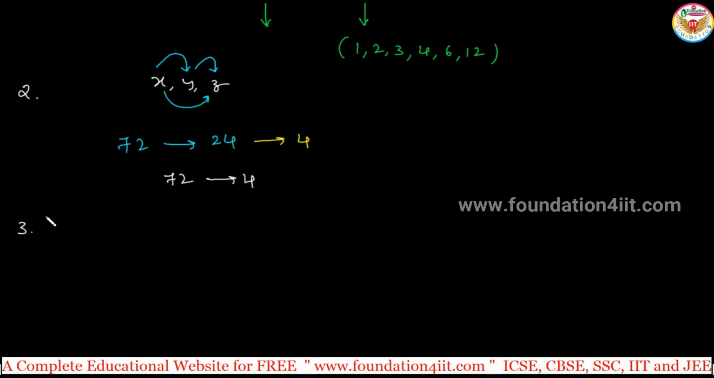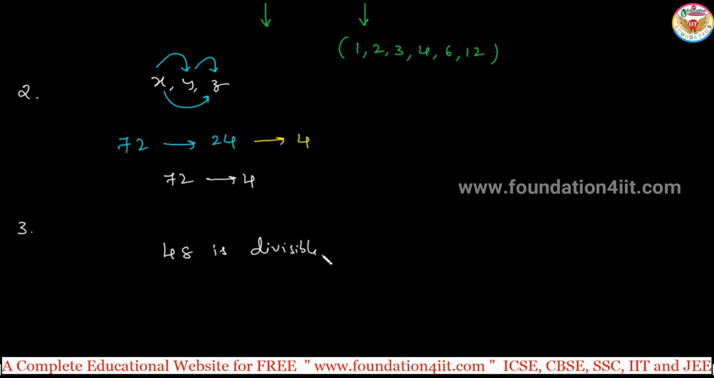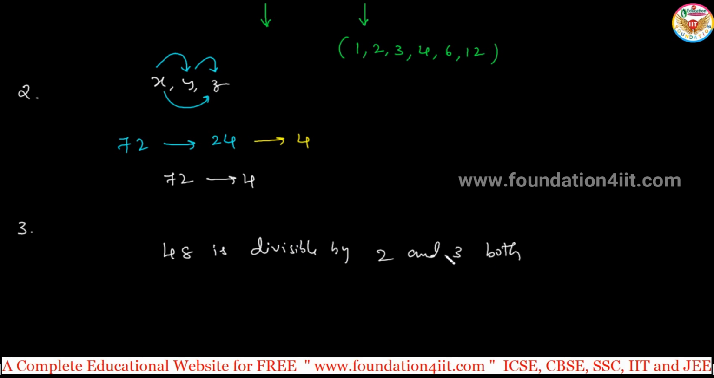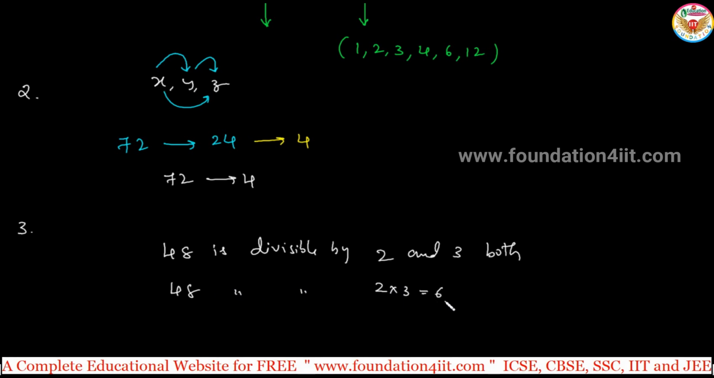And one more rule, the third one. If a number is divisible by two co-prime numbers, let us take 48, it is divisible by 2 and 3 both. So if a number is divisible by two co-prime numbers, it is divisible by their product also. Co-prime means no common factor except 1. Therefore 48 is divisible by 2 into 3, that is 6.